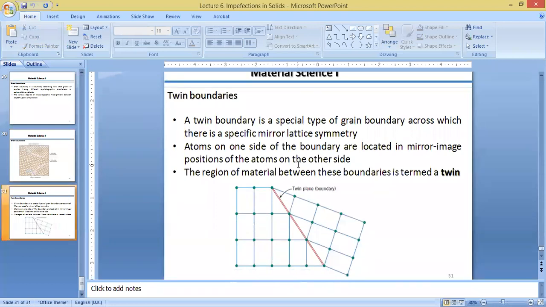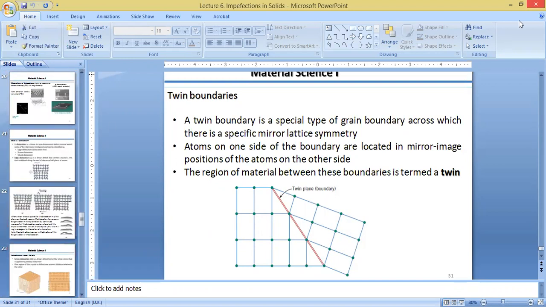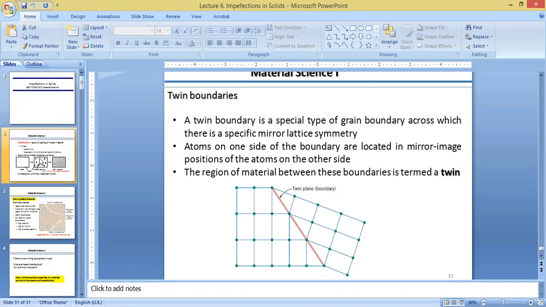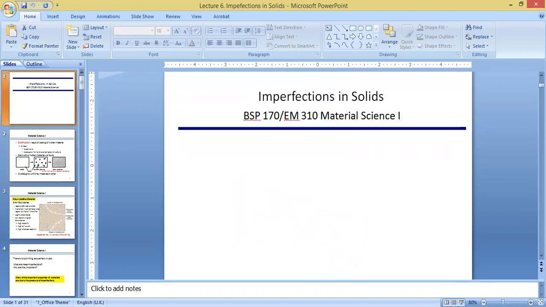Okay, then twin boundaries, like I said, you see there's this grain here, or crystal, and then there's this other crystal or grain here. Where they are meeting at the boundary, what is happening? You find that the atoms are exactly aligning, almost as if it was just one crystal. So it's like a mirror image position. The boundary is located at mirror image positions of the atoms on the other side. So that's basically the types of imperfections in solids. This is where we end.